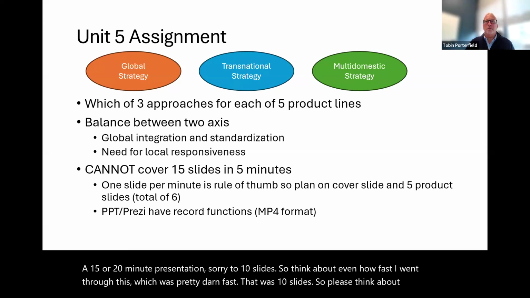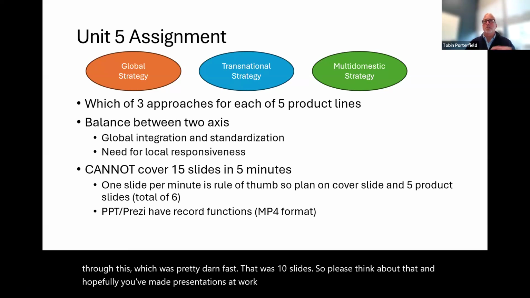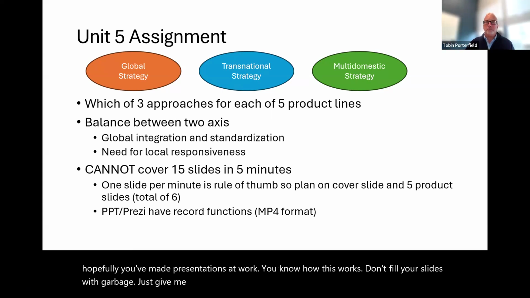And hopefully you've made presentations at work. You know how this works. Don't fill your slides with garbage. Just give me the content and explain it.